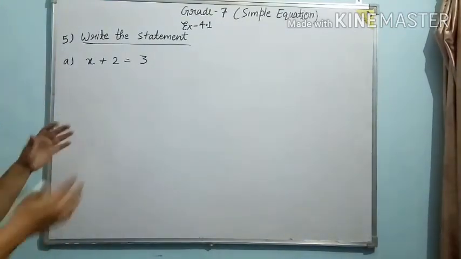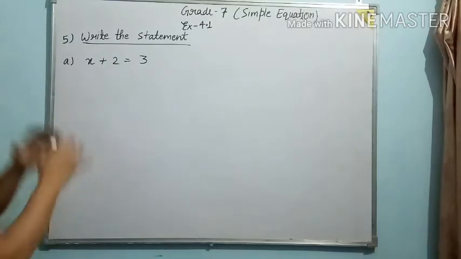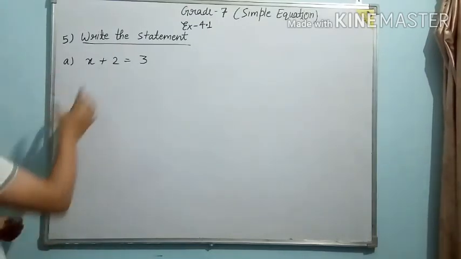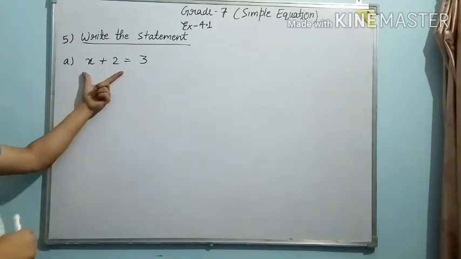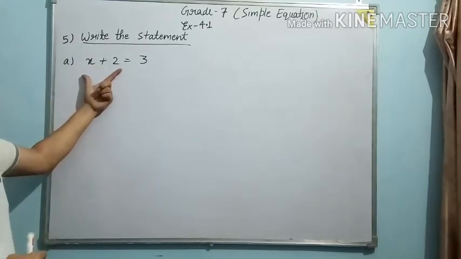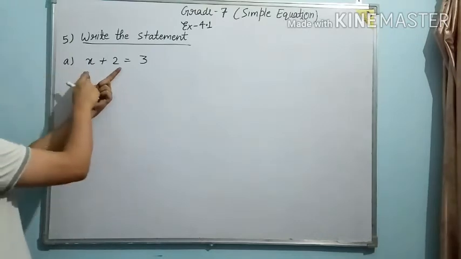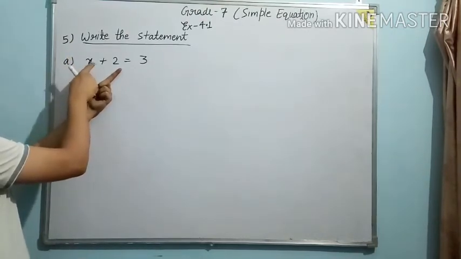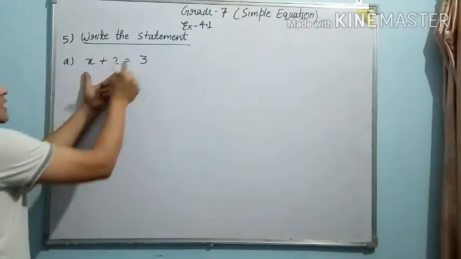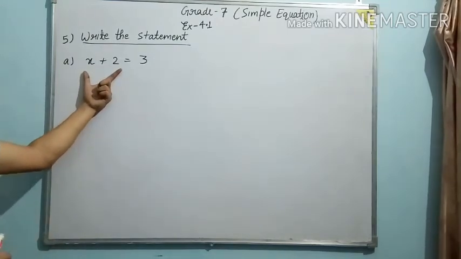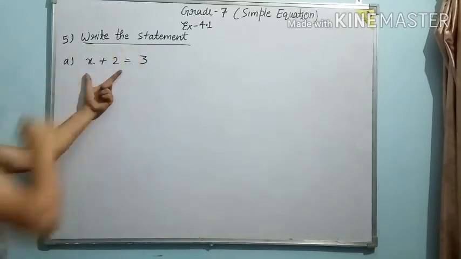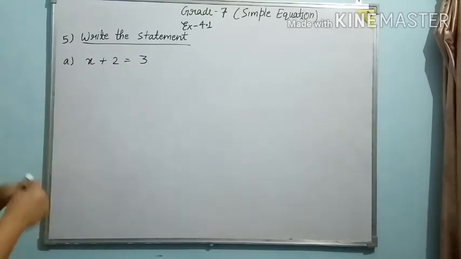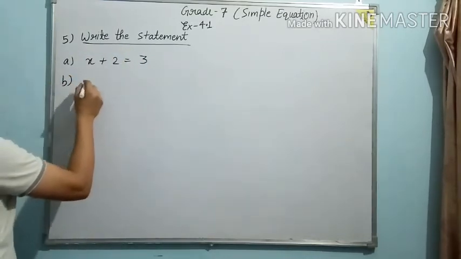Just like this, the equation is given to us, so first of all we will see the LHS part. We can see that these two numbers are added. So we will write here the sum of number x and 2 gives 3. The sum of number x and 2 is 3. Both are correct.